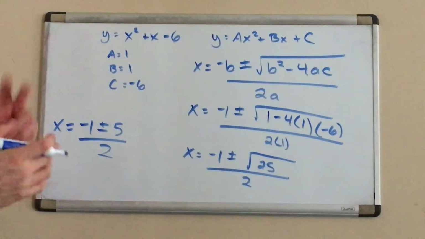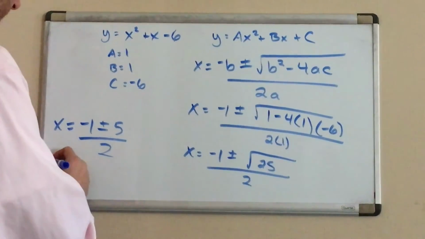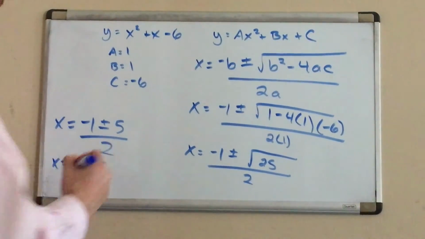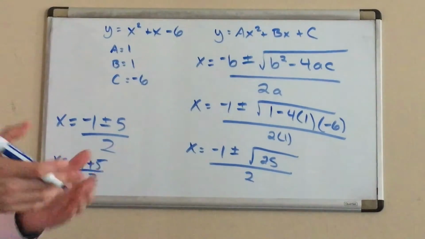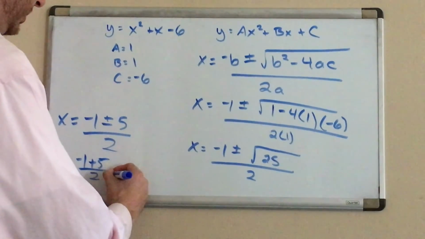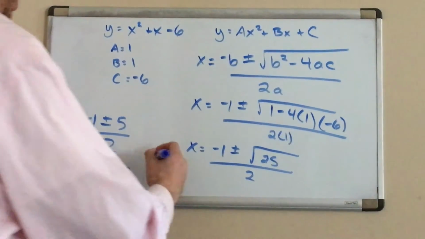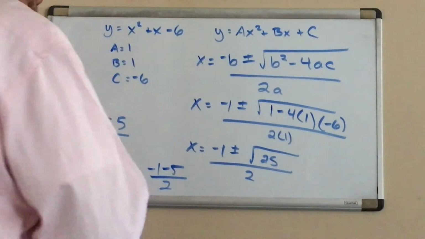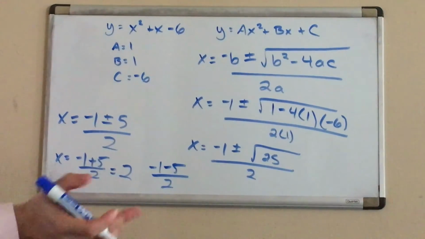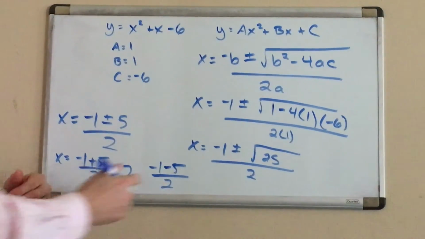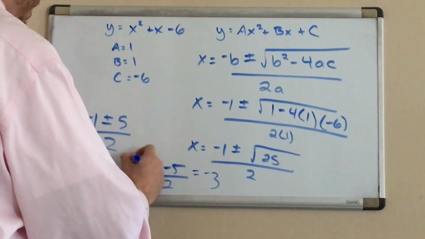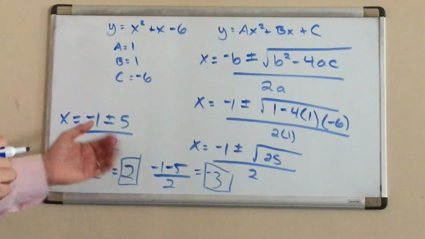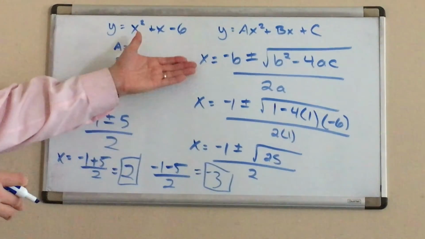This generates two answers. My first answer is x equals -1 plus 5 over 2. -1 plus 5 is 4. 4 divided by 2 is simply 2. My other expression is -1 minus 5 over 2. -1 minus 5 is -6. -6 divided by 2 is -3. Therefore, my two answers when y is 0 are 2 and -3 using the quadratic formula.